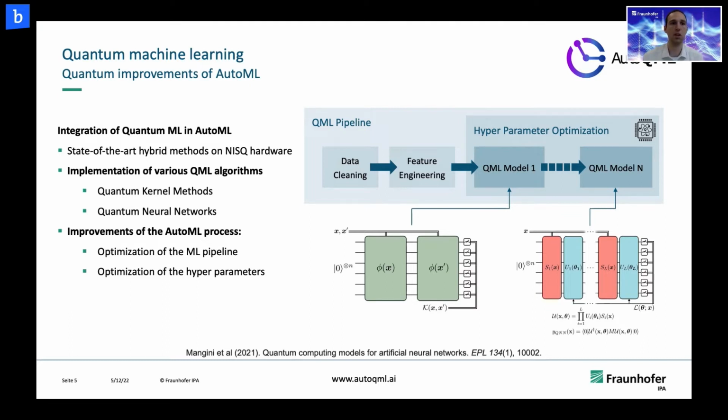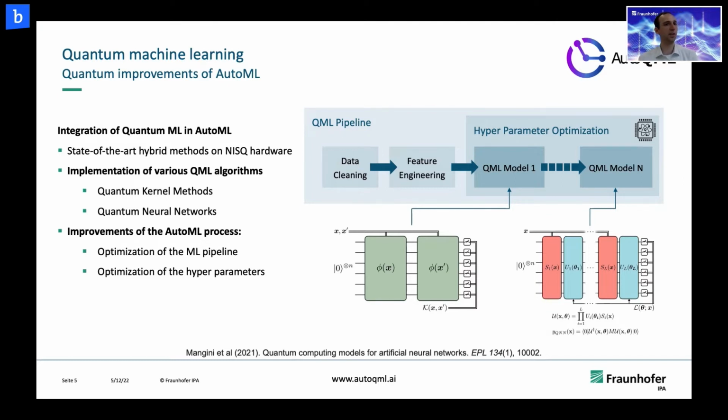Furthermore, we have a look into quantum neural networks, also quantum convolutional networks for image recognition. And here a research topic is, of course, also how can we deal with the shot noise and these problems. So this is one, probably more obvious approach into how we can integrate quantum computing into AutoML frameworks.